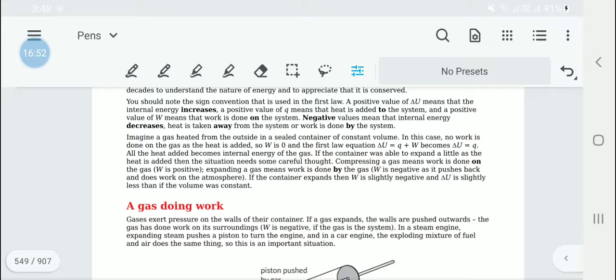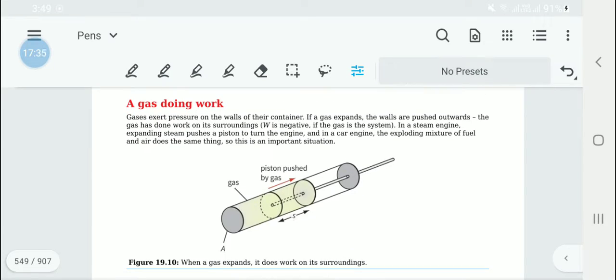Leave a line and write. Sign convention is important in this law. A positive delta U means internal energy is increased. Positive Q means the system is heated, and a positive W means work is done on the system. Negative sign would mean the opposite.